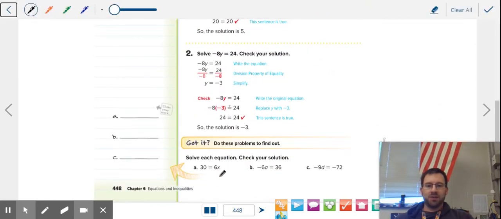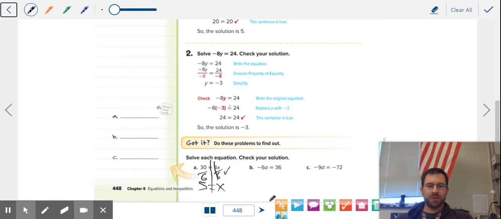Here we have 6 times x equals 30. So what we're going to do, we're going to undo times 6 with divide 6. What you do to one side, got to keep it balanced, you do to both sides. 6 divided by 6 cancels and makes 1. 1x equals 30 divided by 6, 5. Check your answer. 6 times 5 is 30.